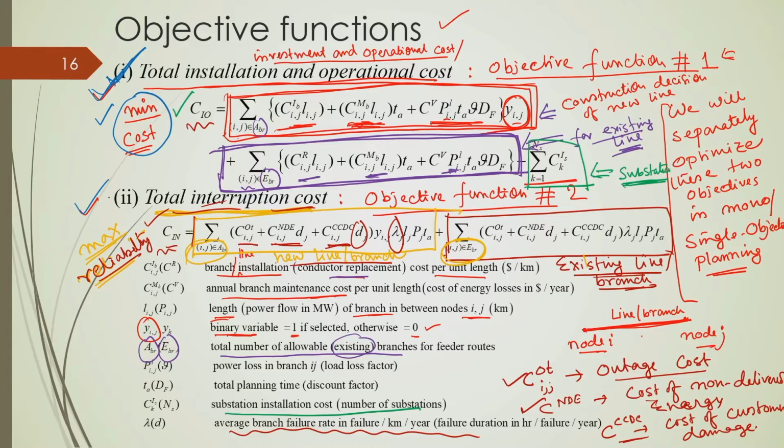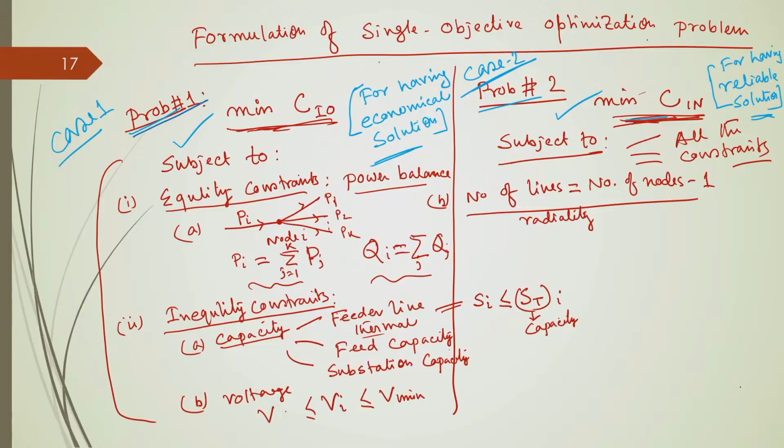And this, of course, is a constrained optimization problem. It means that we will optimize this cost function under certain constraints, which I discussed in my next slide. So, problem 1 is minimization of this cost function under these constraints. We have 1, 2, 3 constraints, and in addition to that we have the radiality constraints. This is problem 1, or case 1.